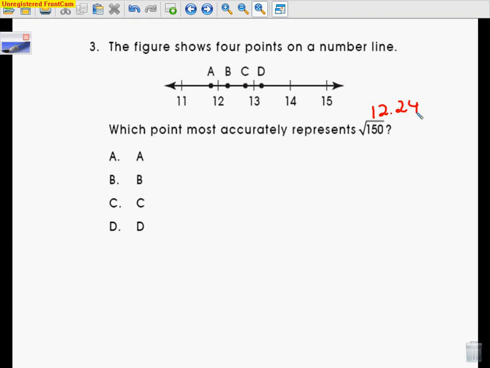Well, we know it's not A because that's less than 12. We know it's not D because that's bigger than 13. And it looks like it's more like B because B is closer to 12 than it is to 13. All right, so that would be our answer, B.